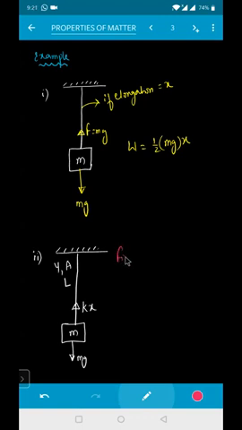The question is: find the elongation in the wire and the potential energy.